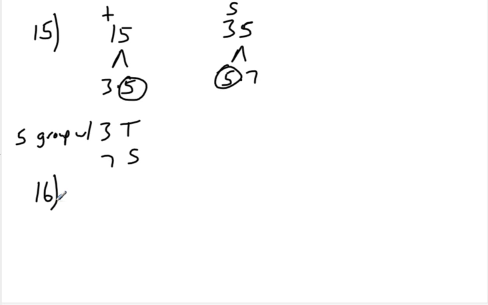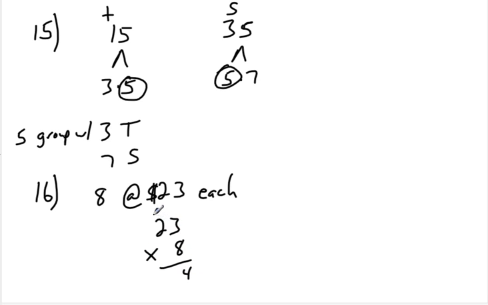Number 16. 8 friends want to go horseback riding. The stable charges $23 per person. Find the total cost for the group to go horseback riding. Well, 8 friends at $23 per person is just 23 times 8. So $184. All right, let's go on to number 17.